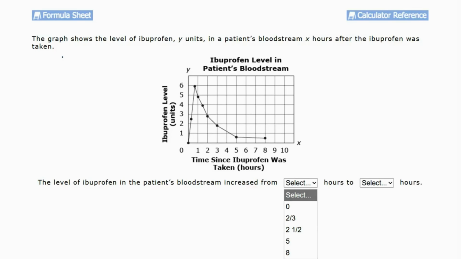Next question. The graph shows the level of ibuprofen Y units in a patient's bloodstream X hours after the ibuprofen was taken. So here you can see in the y-axis it's the ibuprofen level, and in the x-axis is the time given in hours. The level of ibuprofen in the patient's bloodstream increased from, so you have to select the value from here. So from the graph, what do you see?